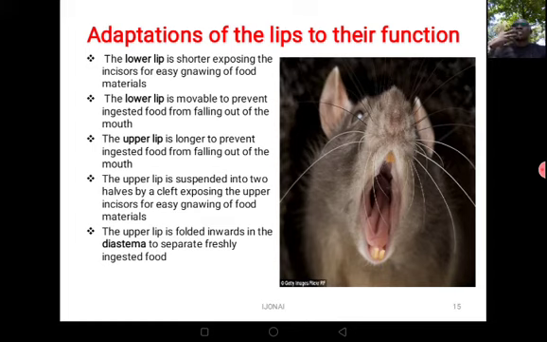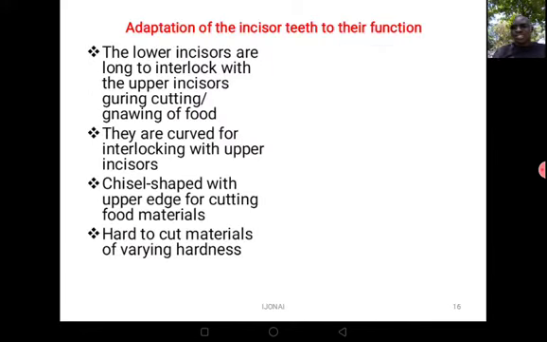The location, the size, the shape of the incisor teeth is also to enable the gnawing of the food, the cutting of the food. Remember the food these organisms eat. They just cut it and then swallow. But also what is unique is that the lips have the ability to move, especially the lower lip, to prevent food from falling. That should be very interesting to see.